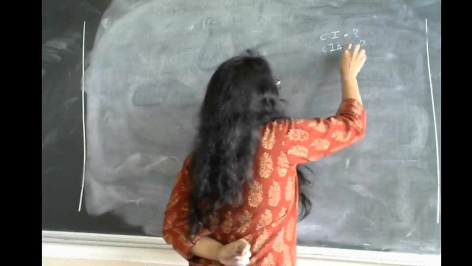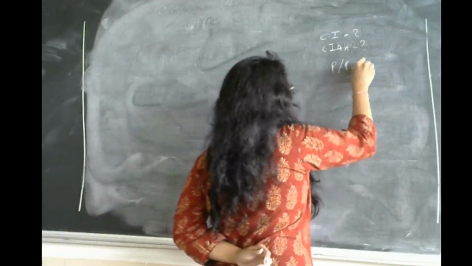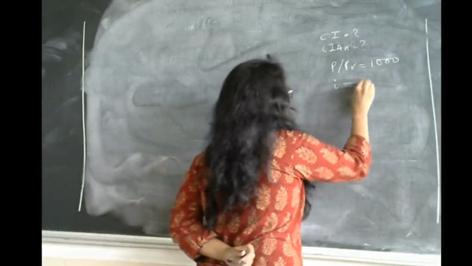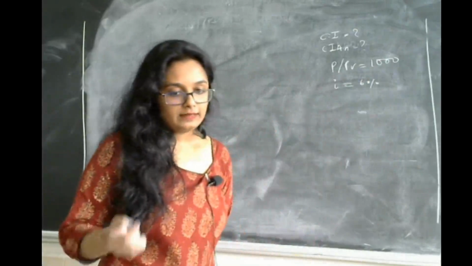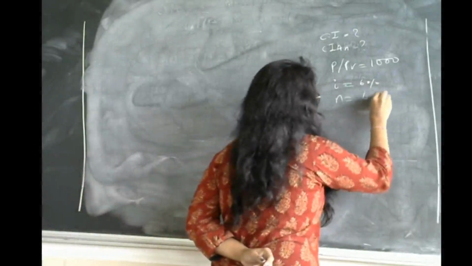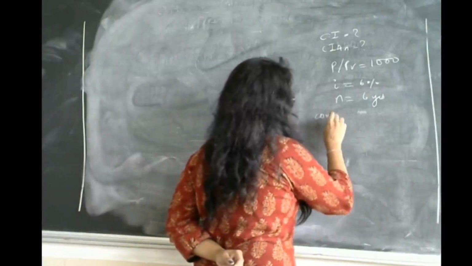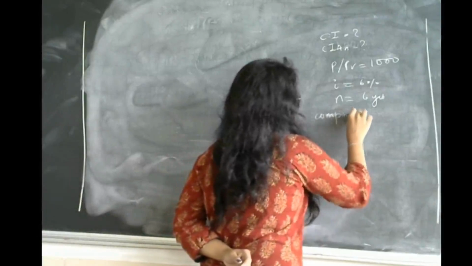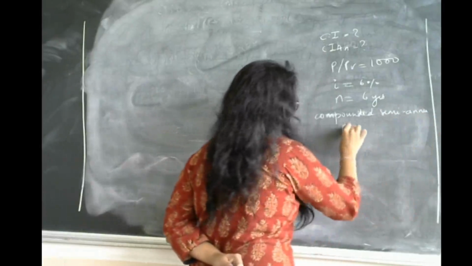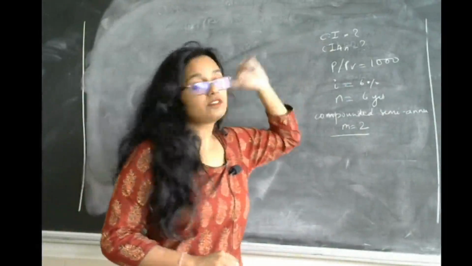They have given us the principal amount, that is the present value, as 1000. The interest rate is 6%. The period is n equal to 6 years. And they have said compounded semi-annually, so m is equal to 2. All these details are given, and we have to find the compound interest.